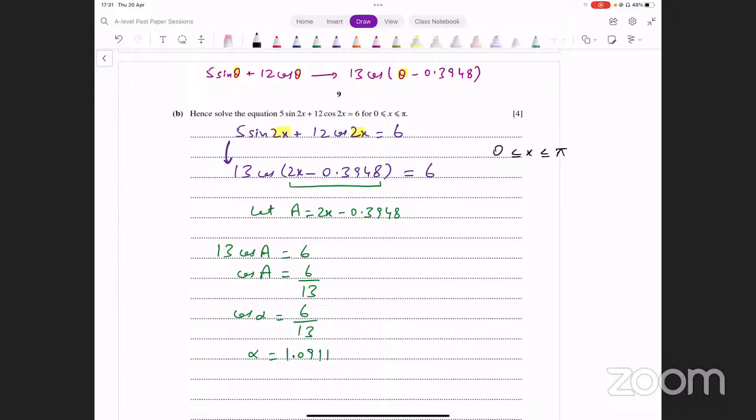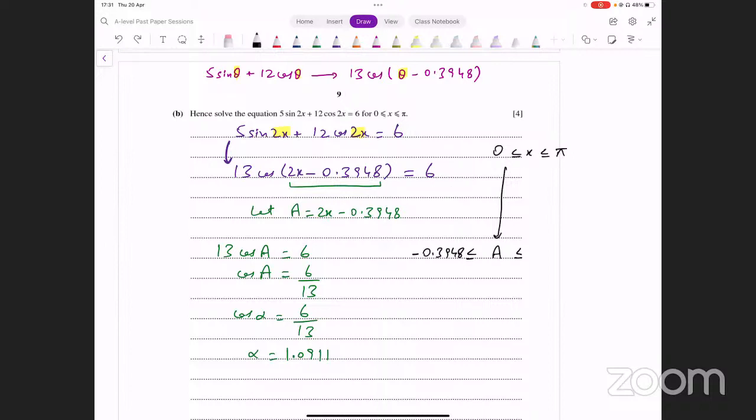Now you have to convert this into terms of A. So what will it become, what will the interval of A be? See, let us input 0 in it, put 0 in place of x. If you input x equal to 0 here, what is that going to give us? That's going to give us minus 0.3948. And then let us put pi inside this and see what that gives us. So let me calculate that.